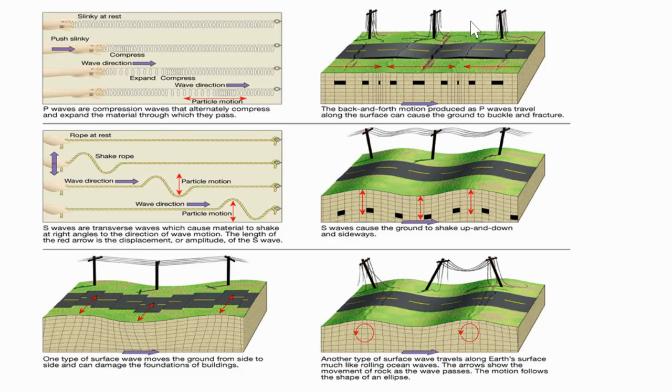All right. And so up here, this is that slinky test. This comes out of our textbook. If your slinky's here originally and then you push, you're going to see this compression move down the slinky wire. And so this would be, in this image of an earthquake, back and forth motion producing P waves that travel along the surface and cause the ground to buckle and fracture. So we got a buckle here, we got a fracture here.